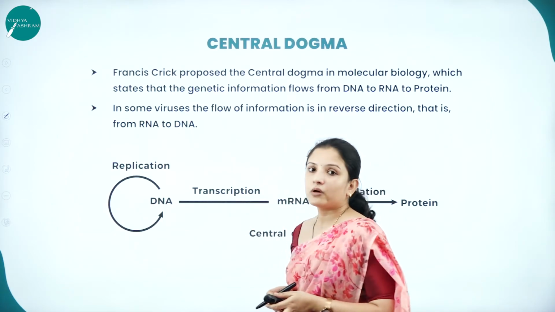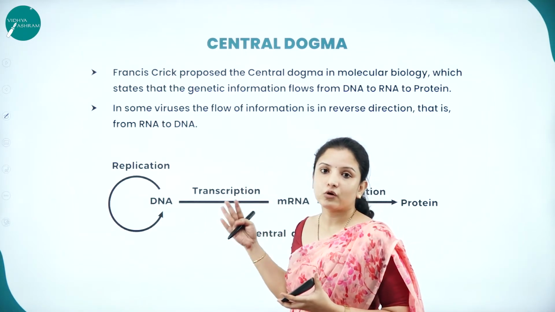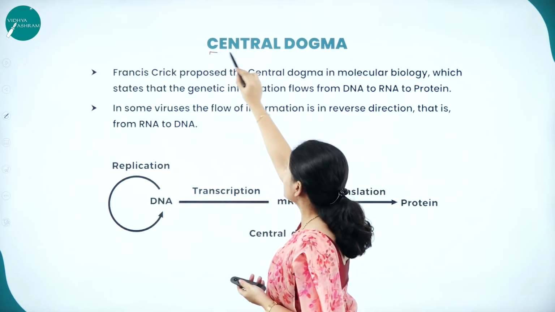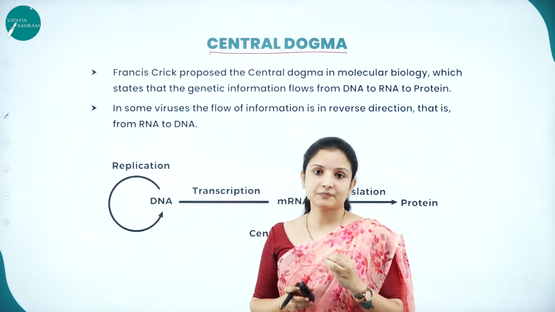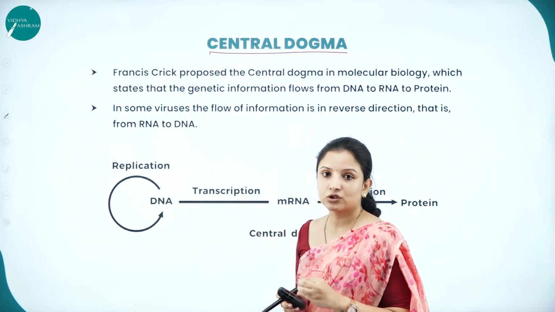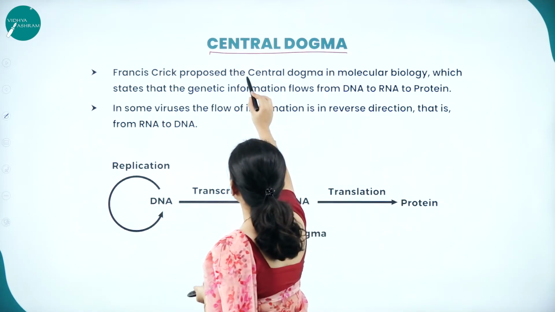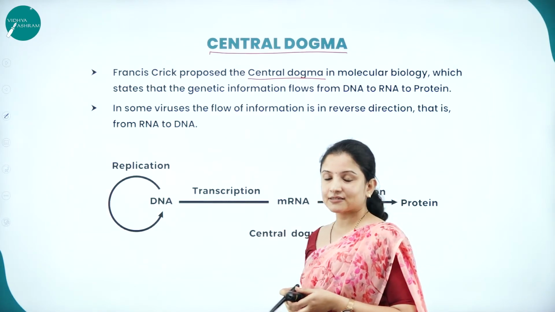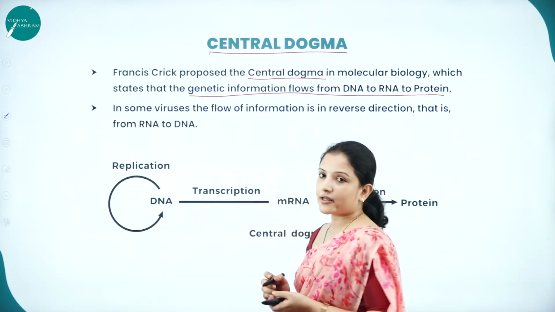Next, talking about one more important concept that you need to know before moving on to the further sessions of this chapter. That is called the central dogma. Central dogma is one of the basic concepts in biotechnology, which every biology student needs to know about. So Francis and Crick proposed the central dogma in molecular biology, which states that the genetic information flows from DNA to RNA and then to protein.